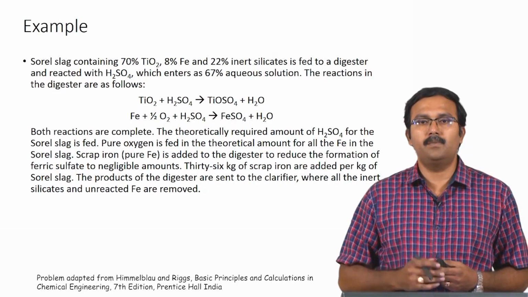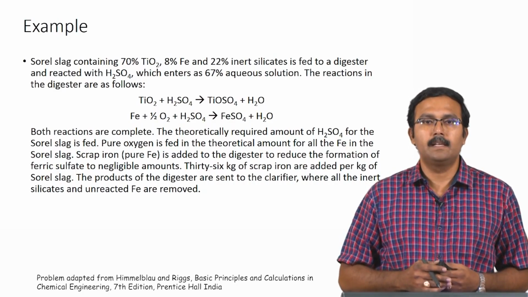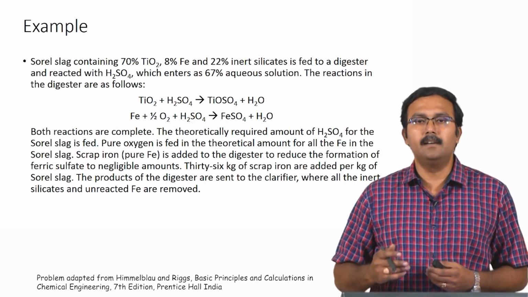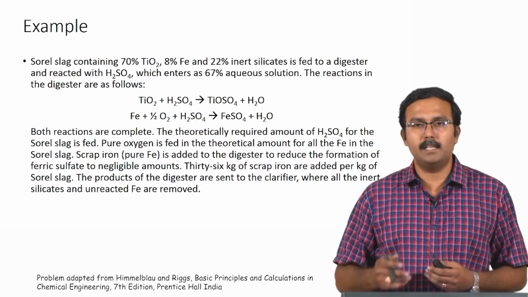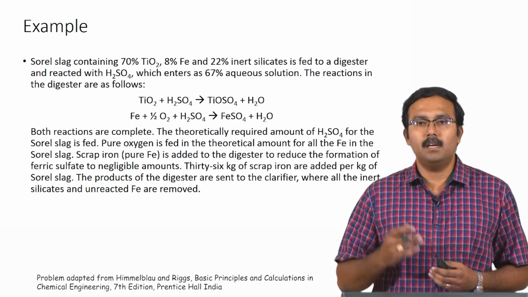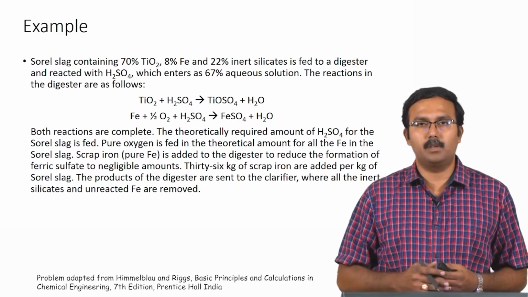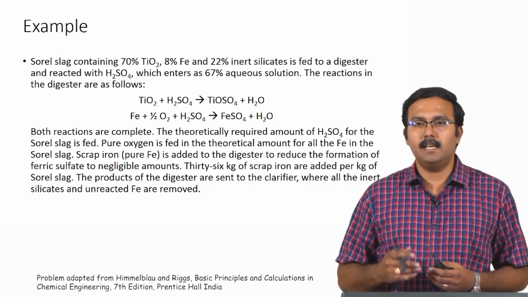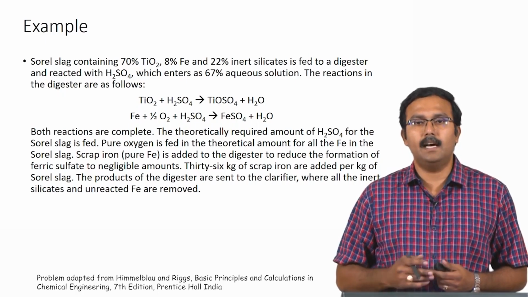Pure oxygen is fed in the theoretical amount for all the iron in the sorrel slag. Scrap iron, which is pure iron, is added to the digester to reduce the formation of ferric sulfate to negligible amounts. 36 kilograms of scrap iron is added per kilogram of sorrel slag which is fed. The products of the digester are sent to the clarifier, where all the inert silicates and unreacted iron are removed.